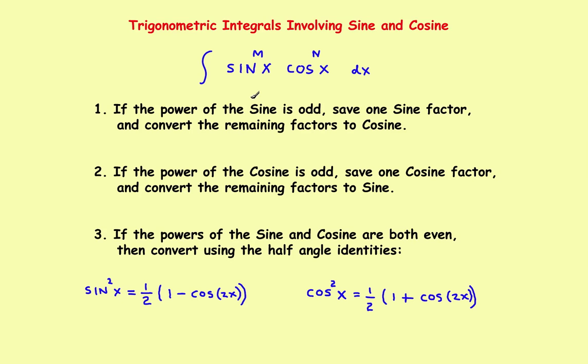Now, in the last video, we did one where the power of the sine was odd. In this video, we'll do one where the power of the cosine is odd, so we'll wind up using the second guideline right here. Now, before we get around to the problem, just like in the previous videos, you will need just a quick reminder of some trig identities and derivatives. So let's take a quick look at those.